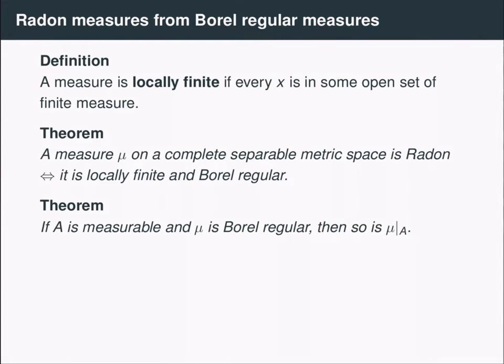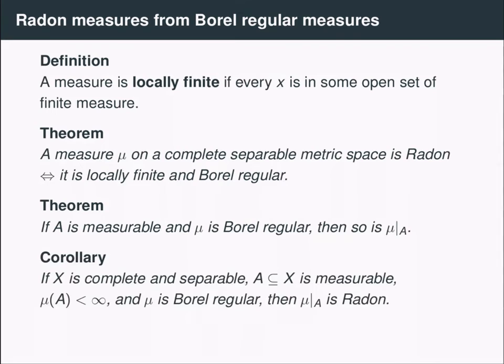So one thing to observe is that if we restrict a Borel regular measure to a measurable set, then it is still Borel regular. Thus, if we are given a Borel regular measure that isn't locally finite, we can restrict it to a set of finite measure to get a Radon measure.